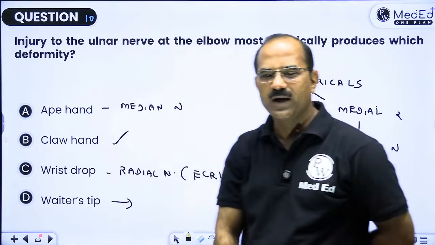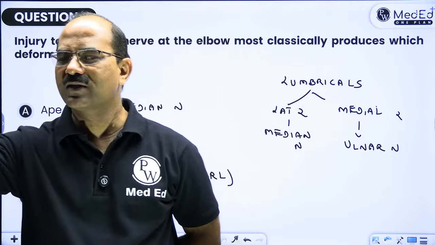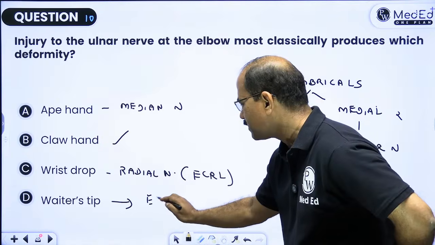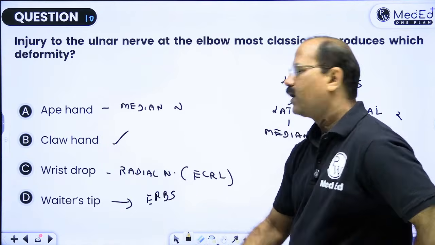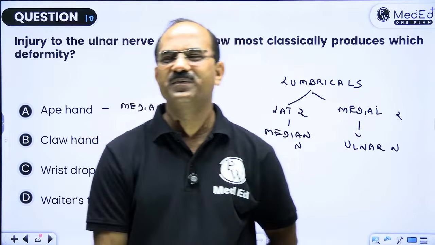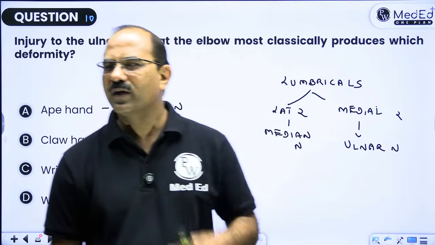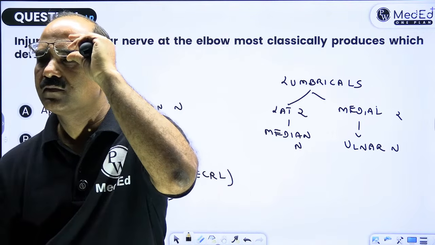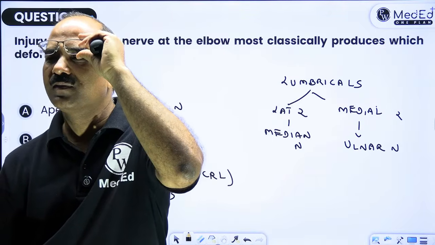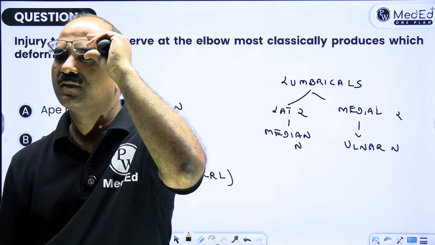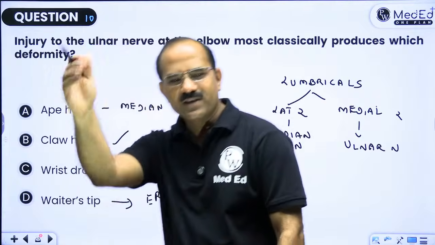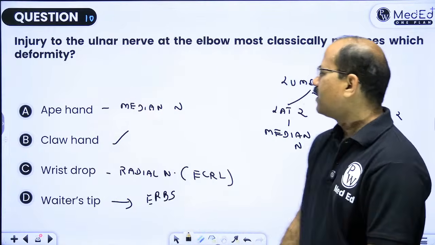चलो, waiter's stiff hand, where do you get? हाँ ठीक है, ulnar paradox ठीक है बच्चे, Erb's paralysis, yes, that is Erb's paralysis. This you get in Erb's paralysis. Excellent. Erb's paralysis, you get a waiter stiff hand, porter stiff hand, or policeman stiff hand. Very good. Thank you, Shubham. Chalo, we'll see the next MCQ.